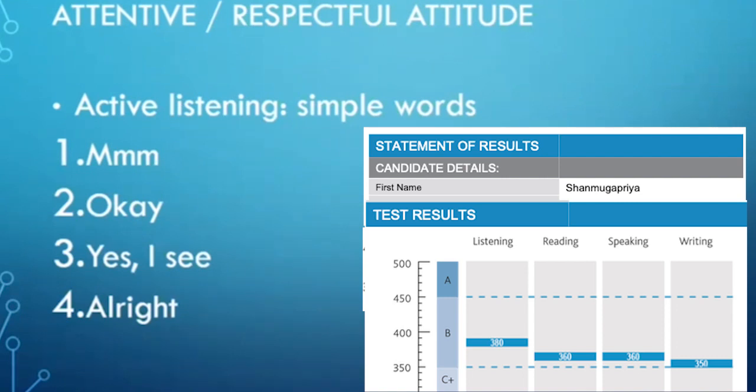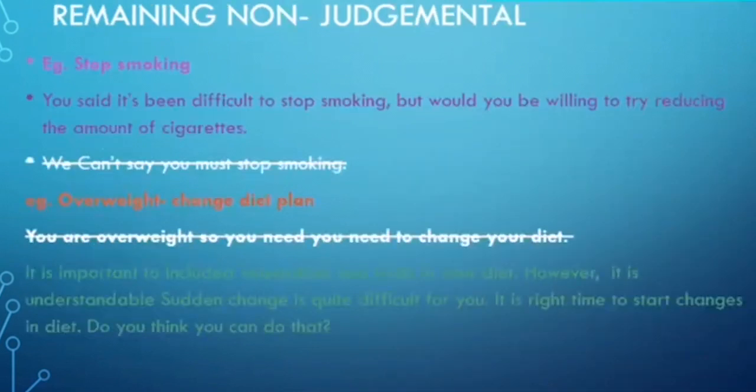Simply, this means active and attentive behavior, a respectful attitude. It means you have to allow the patient to speak at least 50% of the time. Your speaking should not be a monologue, it should be a conversation. I hope it is clear, guys.